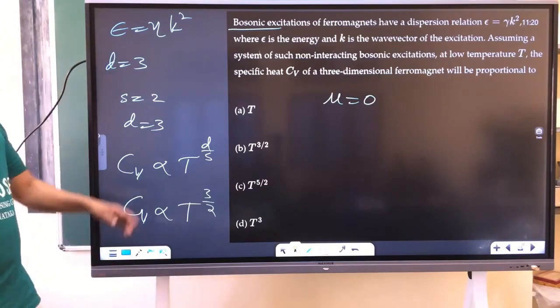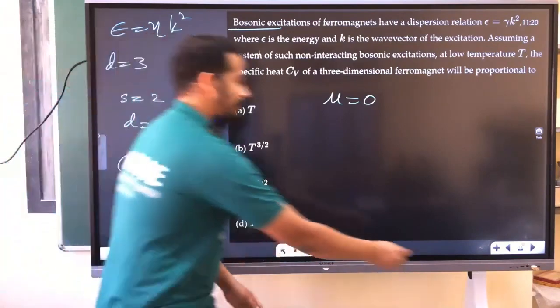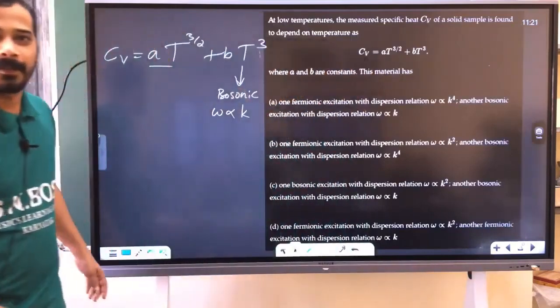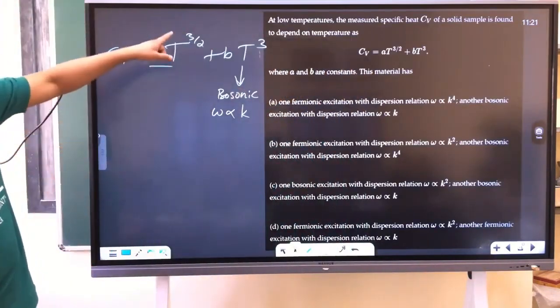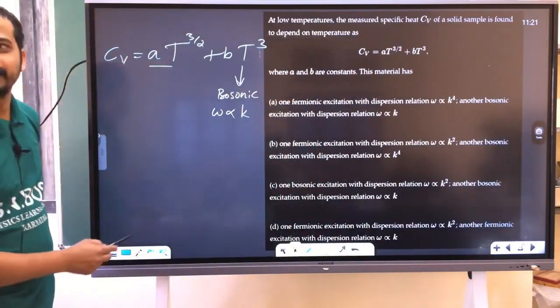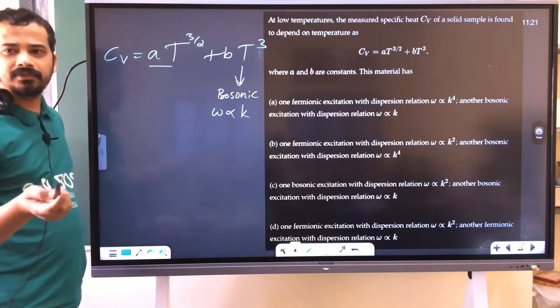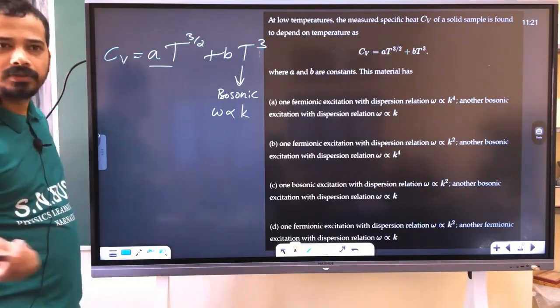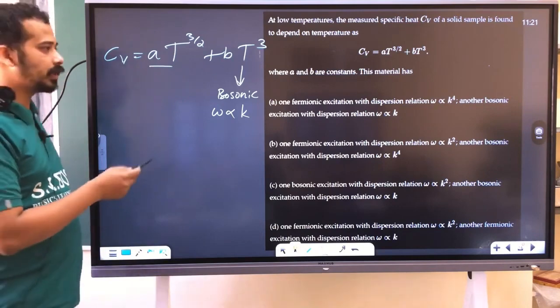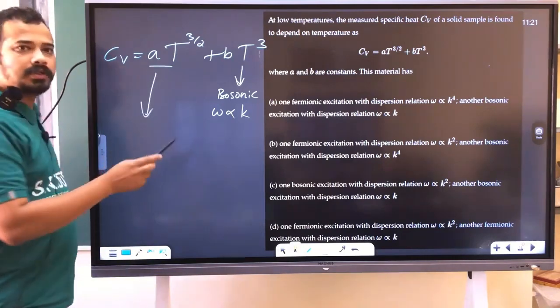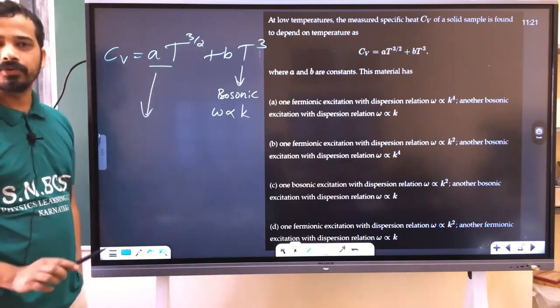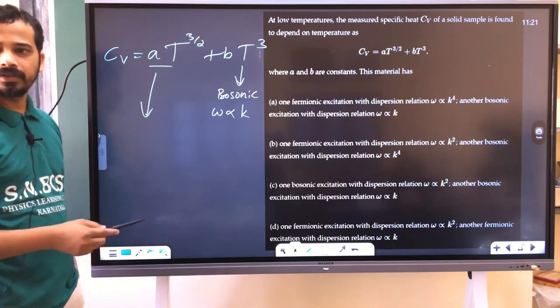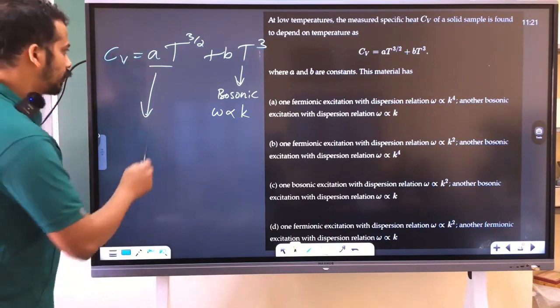Now this question is needed to answer this one. T power 3 by 2. Now from that experience, I think I gave that one in the homework. Check that out. It is there in the homework as well as in the class. I told you that, some bosonic excitation in the ferromagnet. Just check that out in the homework.